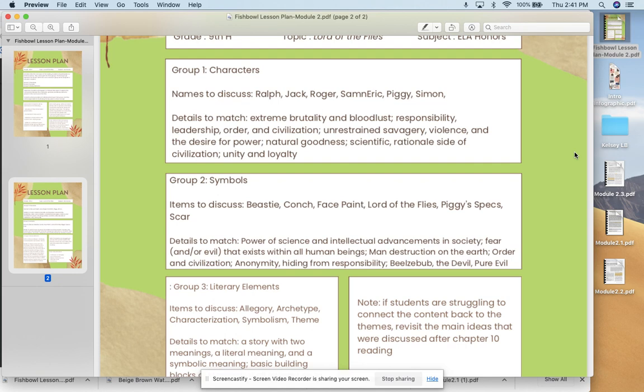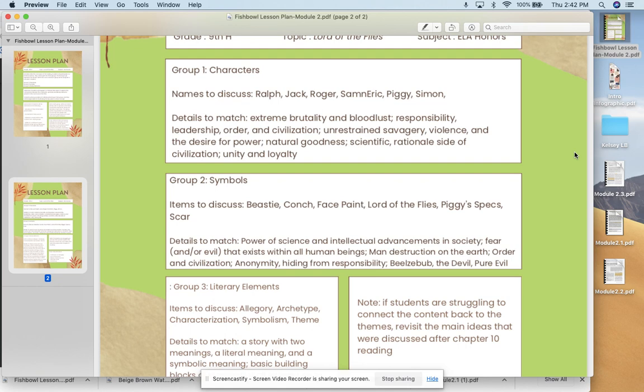So what each group will be responsible for doing, if you are in the character group, you will take these six characters and these six details and figure out which detail goes with which character. After you have completed that element of your assignment, once you're in the fishbowl, you will present your information in this way. So, Ralph is the one who represents responsibility, leadership, order, and civilization.